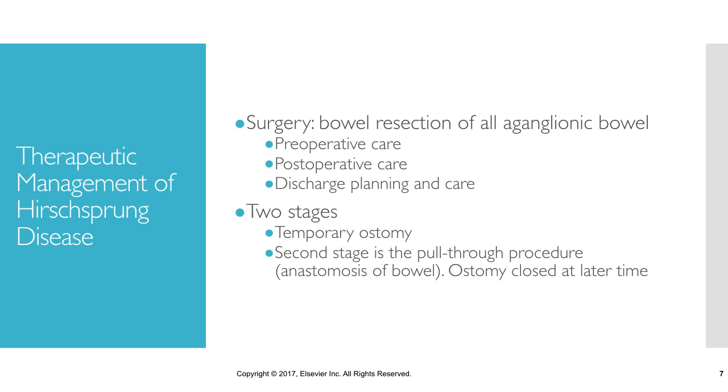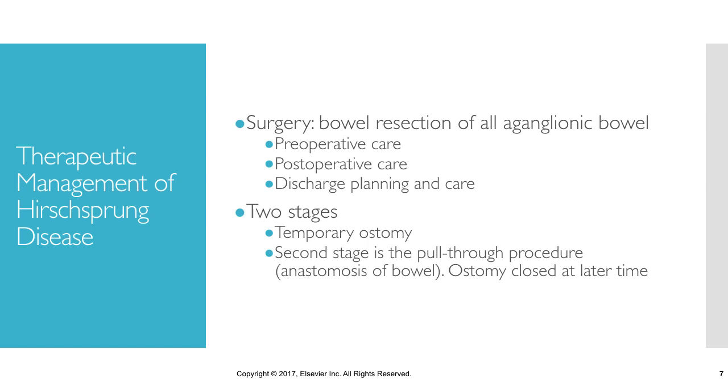Normally there's 2 stages of surgery. In the first stage, they put a temporary ostomy. Those are in cases where they think that they may be able to do a primary reanastomosis later on.